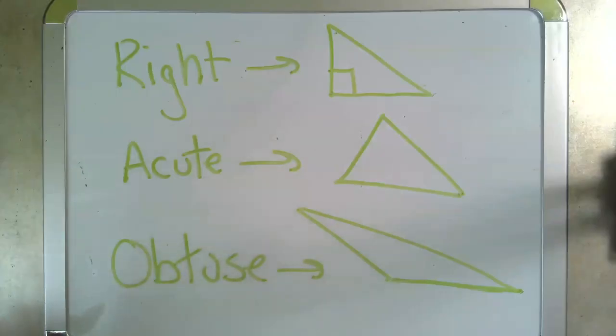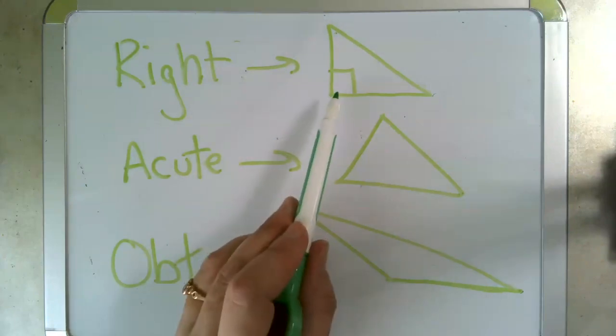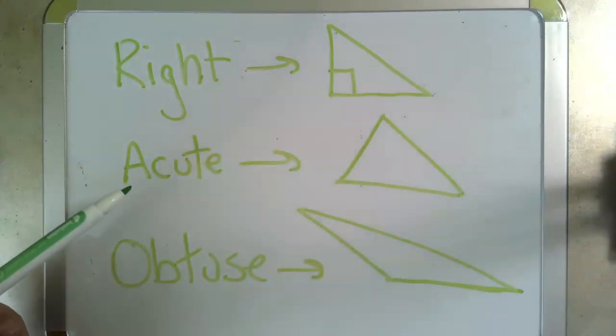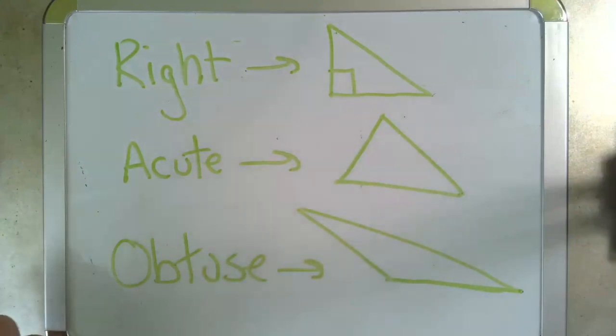First, let's take a minute just for some definitions. A right triangle is a triangle that contains a right angle. An acute triangle is a triangle where all angles are less than 90 degrees, and an obtuse triangle is a triangle where one angle is greater than 90 degrees.